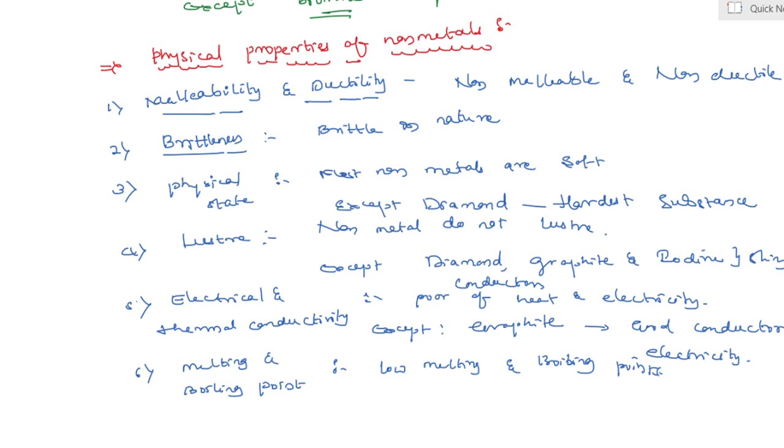And electrical and thermal conductivity, meaning heat and electrical conductivity. Non-metals are poor conductors of heat and electricity, except graphite. Graphite is a good conductor of electricity. And melting and boiling point. Non-metals have low melting and boiling points. These are the main physical properties of non-metals. An important point: gases like nitrogen, oxygen, carbon dioxide etc., which constitute air, are all poor conductors of electricity.